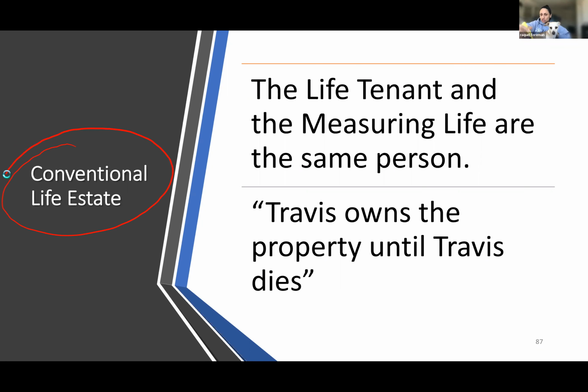So Jay owns this property until Jay dies. Jay is both the life tenant and the what? Measuring life. Same person. That's a conventional life estate. Everybody okay with that? Is that both with or without a will? Either one. That doesn't have any impact. Literally, conventional simply means Jay is both measuring life and life tenant. That makes it a conventional life estate.